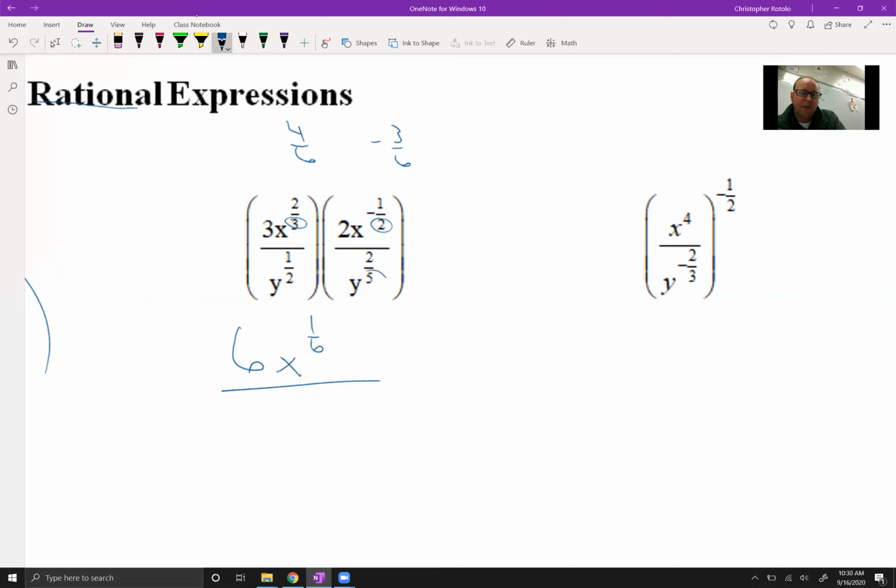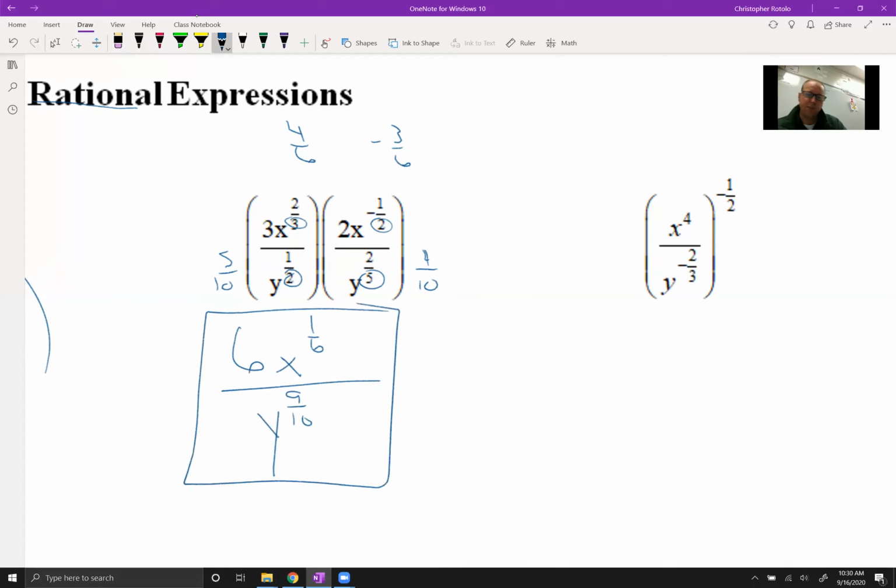All right, in the denominator, looks like we're going to 10. So this is 5/10. This is 4/10. They're both positive, so we'll have y to the 9/10. Okay, so we're going to take all your exponent rules and we're going to use them along with what we're doing here with these fractional exponents.